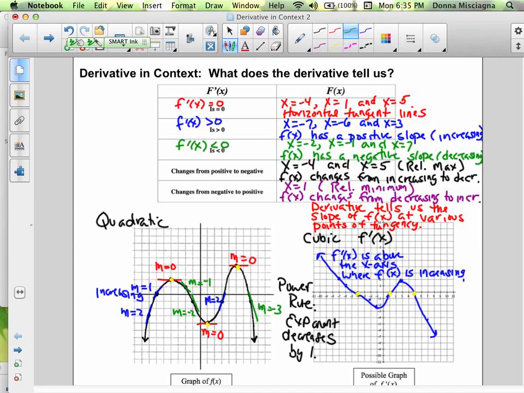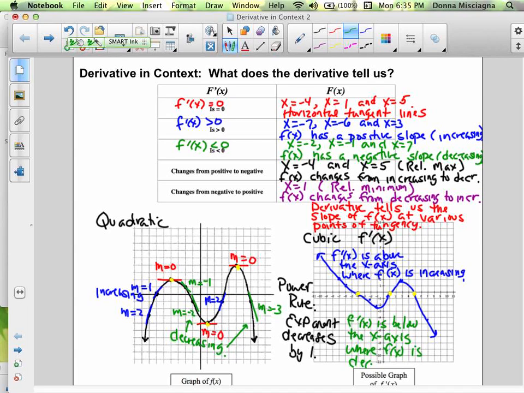And then here where f of x is decreasing, so I can squeeze it in there. So f of x is decreasing here and over here. Notice that f prime of x is below the x-axis where f of x is decreasing.